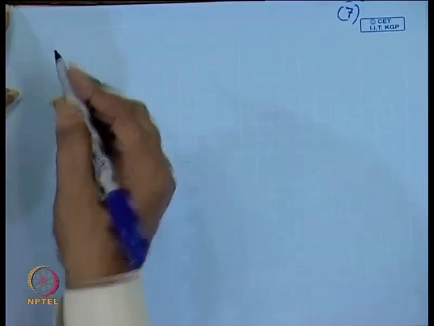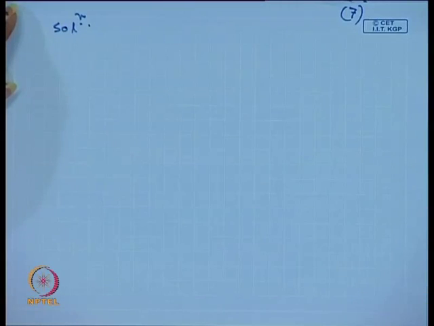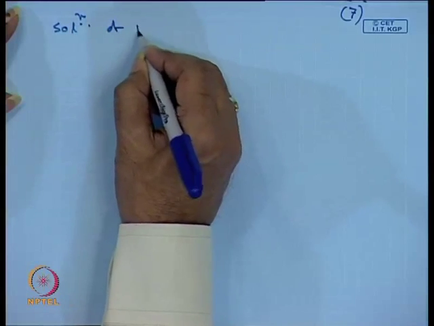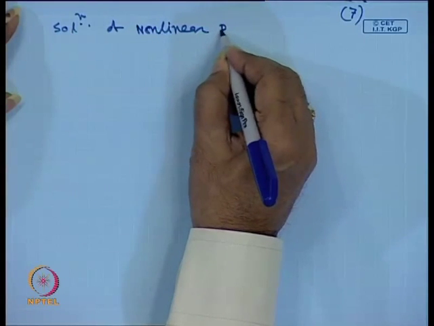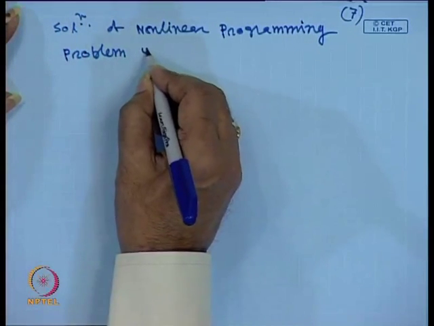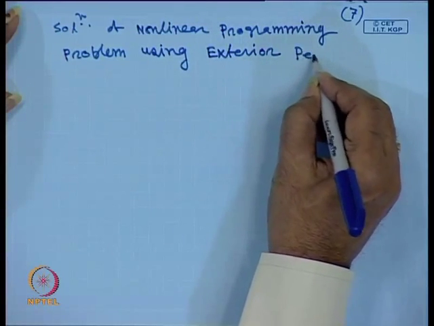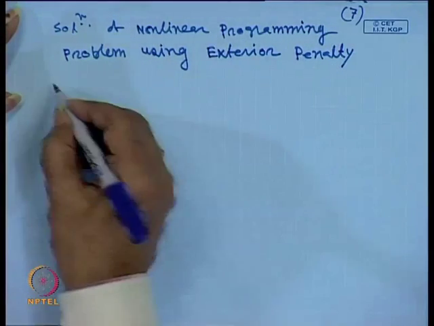So, next topics what we will cover, first we will see how to solve the nonlinear programming problem using the exterior penalty function. Again, then we will see how to solve the same nonlinear problem using the interior point method. So, first is solution of nonlinear programming problem using exterior penalty function method.